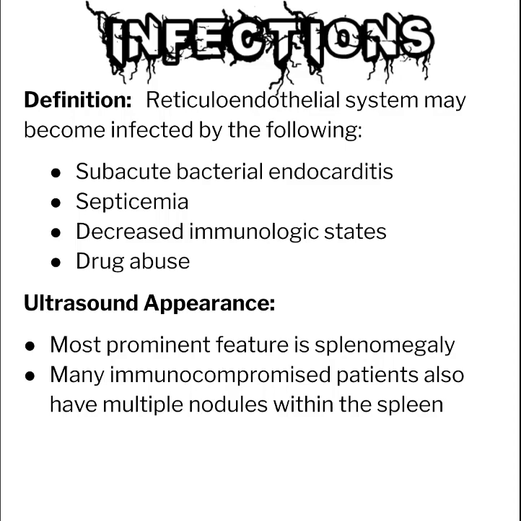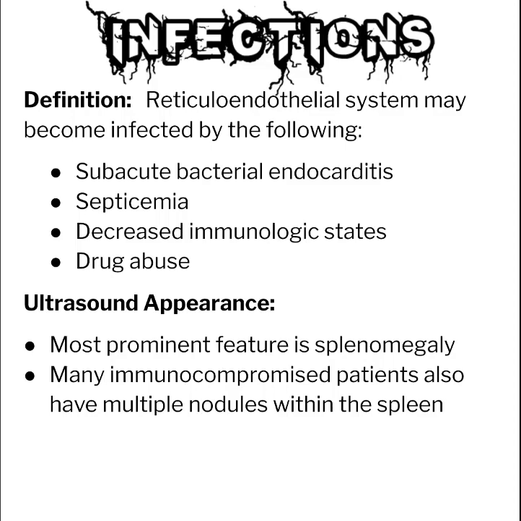So the ways that the reticuloendothelial system can become infected are through subacute bacterial endocarditis. So that's vegetation, infection of the heart muscles. Quite often actually it comes off of the valves of the heart. Septicemia is basically infection of the blood. Decreased immunological state, so that's anybody who's immunocompromised, AIDS patients, transplant patients, people going under chemotherapy, and then people who are abusing drugs. On ultrasound, if you haven't figured it out by now, it's splenomegaly.